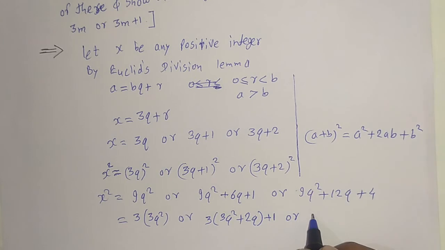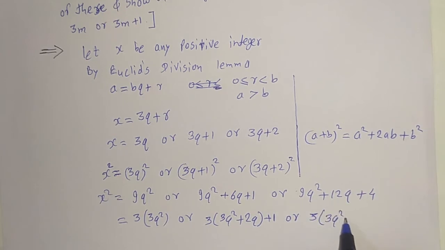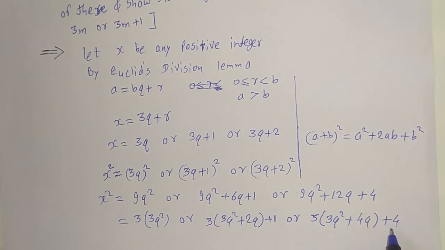Or here you can again take 3 as a common factor, 3 into (3q square plus 4q plus 1), plus 1. This can be your common factor here, 3. So once you replace these 3 brackets with the generalized form, then you might get your final answer. So here we have to make one little bit of adjustment.